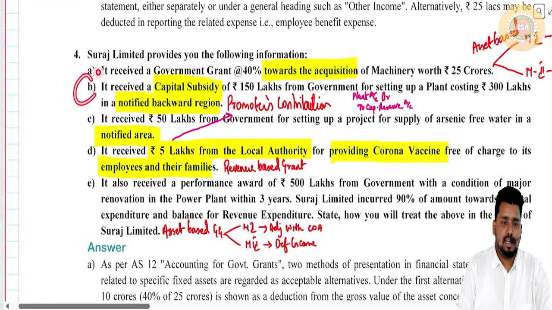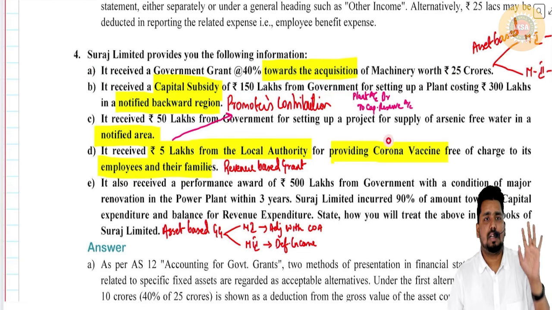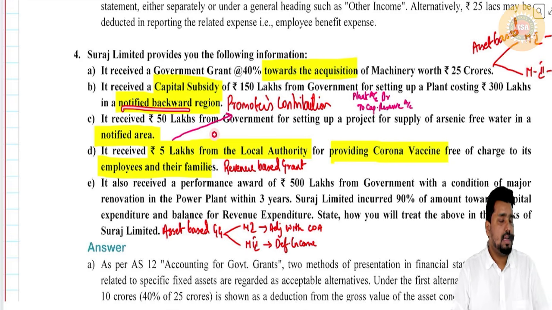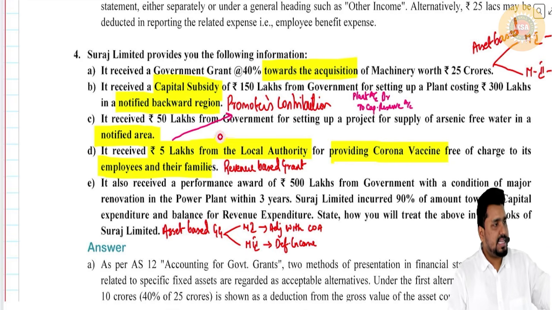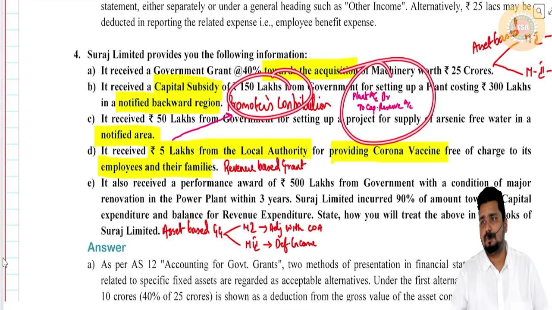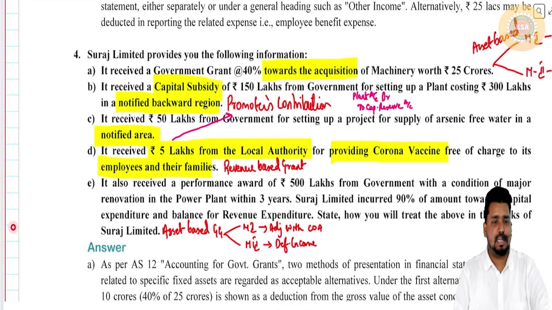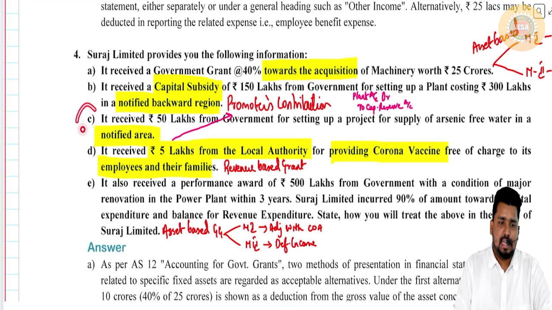Clear? Second, we are receiving capital subsidy of 150 from government for setting up a plant. By seeing that itself, we should not confirm it as an asset based grant. Again, method 1, method 2. The last one: the intention of the examiner is that it is treated like promoter's contribution. Then what entry do we pass? Plant account debit to capital reserve, also notified area. Straightly you pass this. Correct?